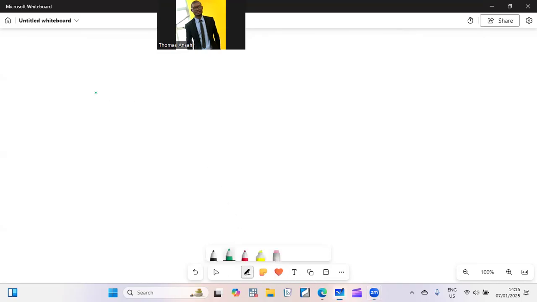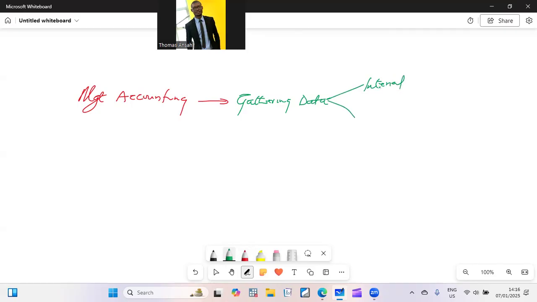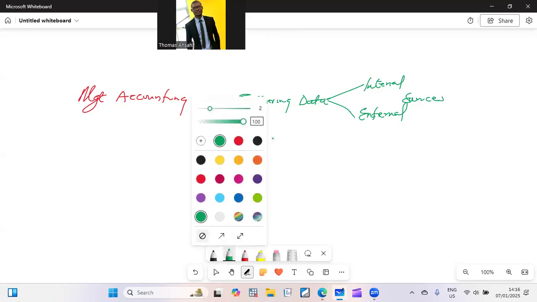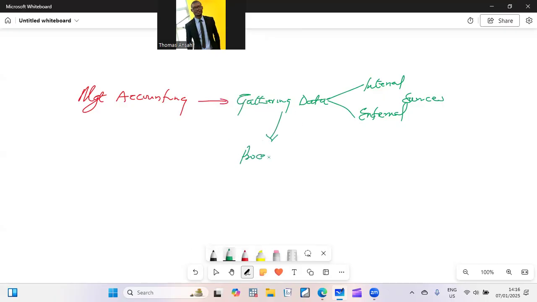Well, I will conclude by saying that management accounting is about gathering data, the data from both internal sources and external sources. When I get the data, I process the data. So from the operational level, we do that. I process the data, all right? And when I finish processing the data, I communicate the data.